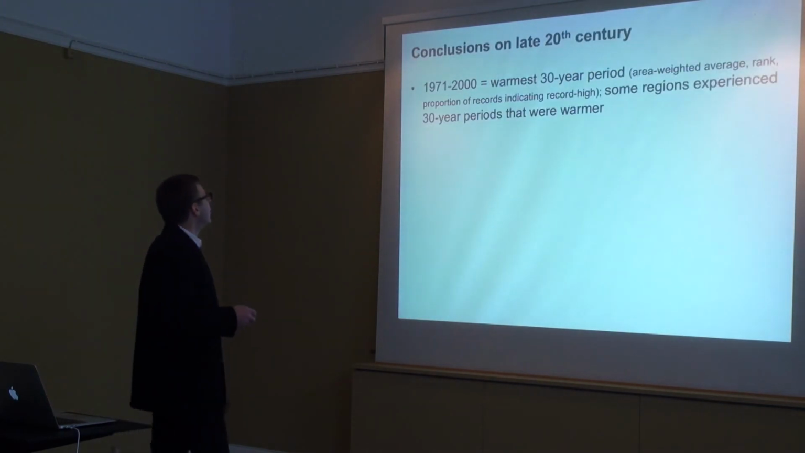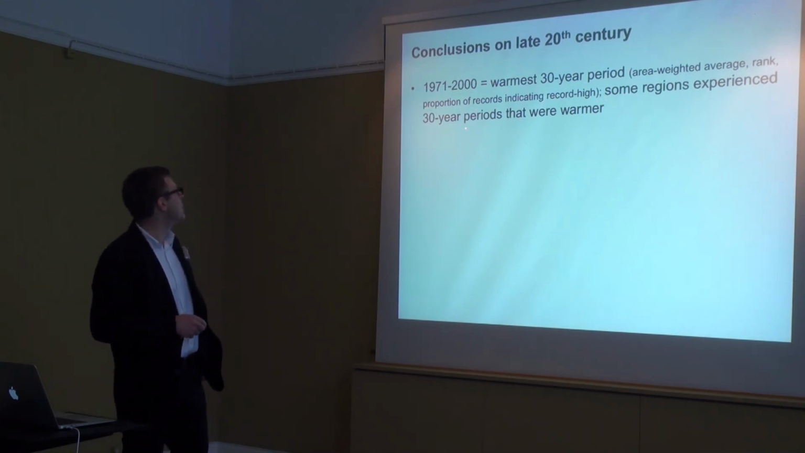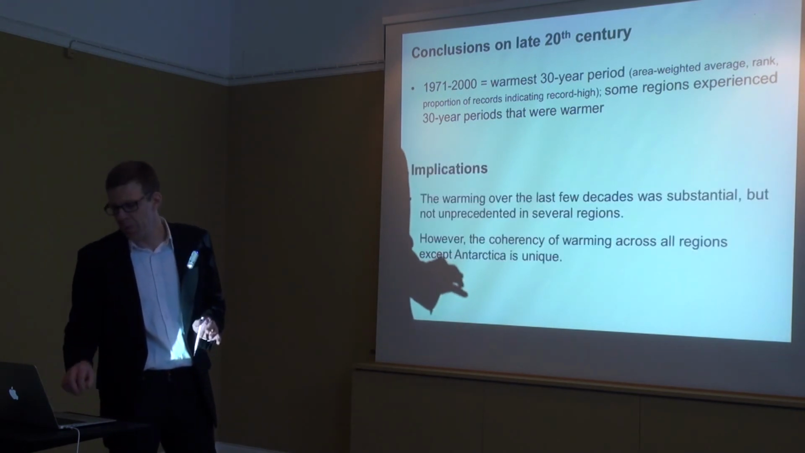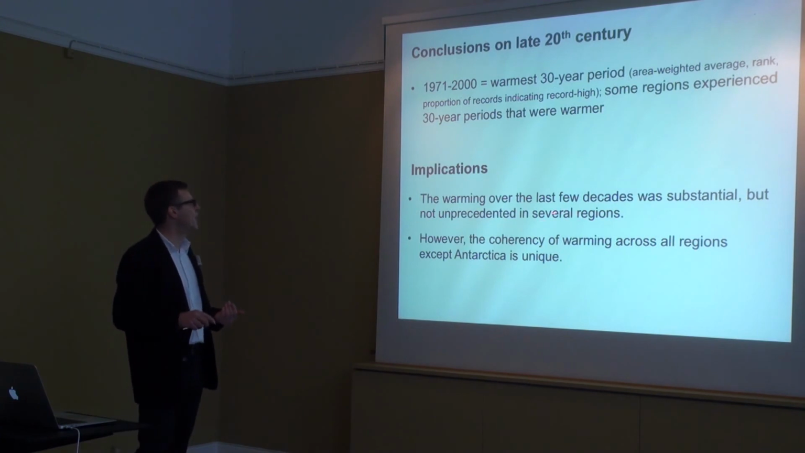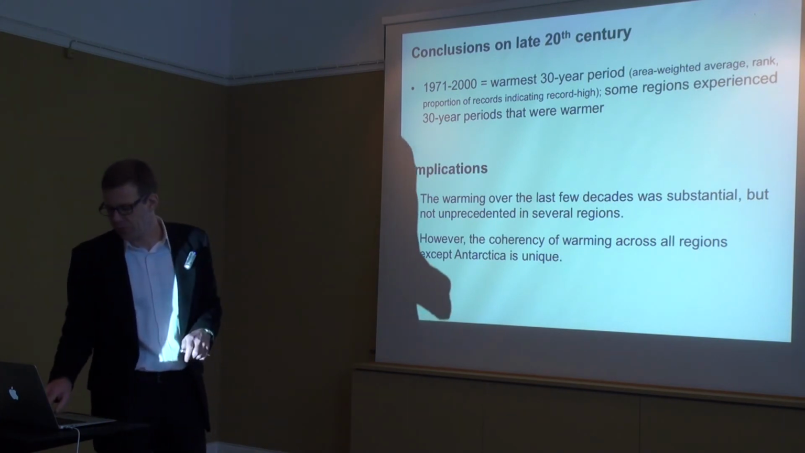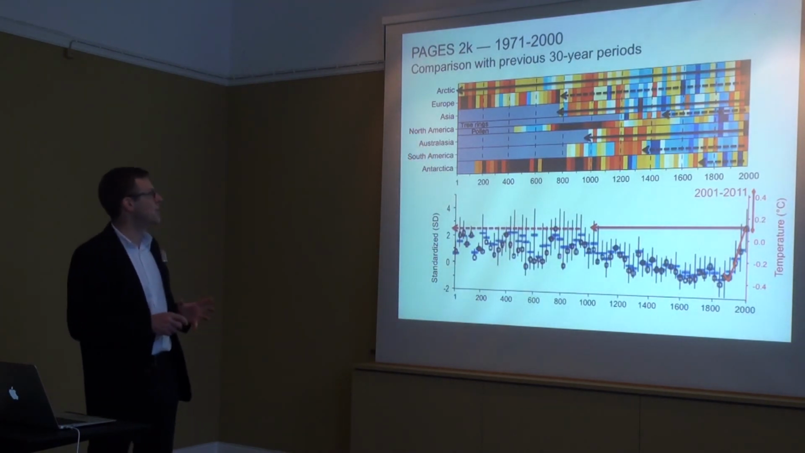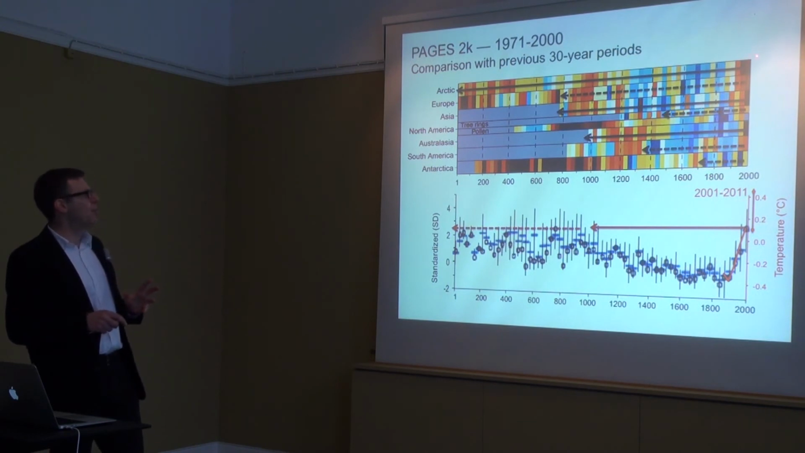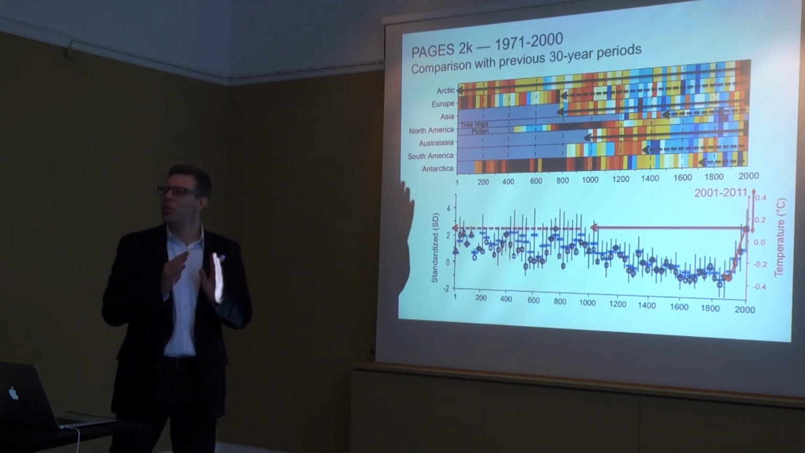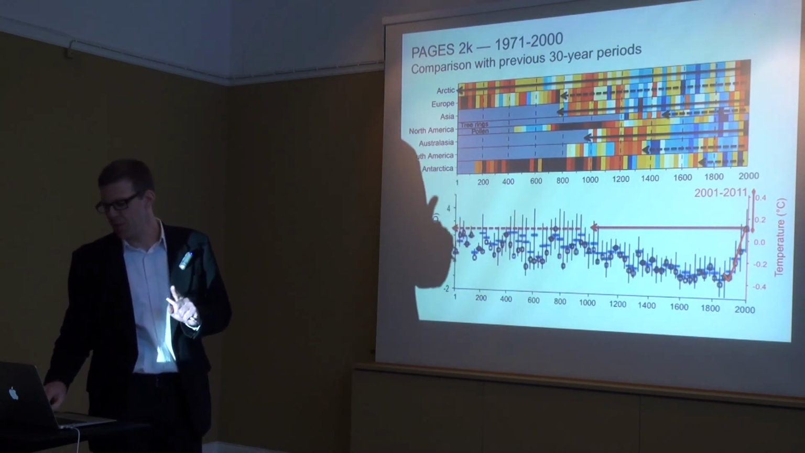So, conclusion. These 30 years were the warmest 30-year period. Some regions experienced 30-year periods that were warmer. But the implications are that the warming over the last few decades was substantial, but not unprecedented in several of the regions. However, the coherency of warming across all the regions except Antarctica is unique. You should really emphasize that point. There's no 30-year period where almost all regions warmed synchronously. So that is unprecedented.